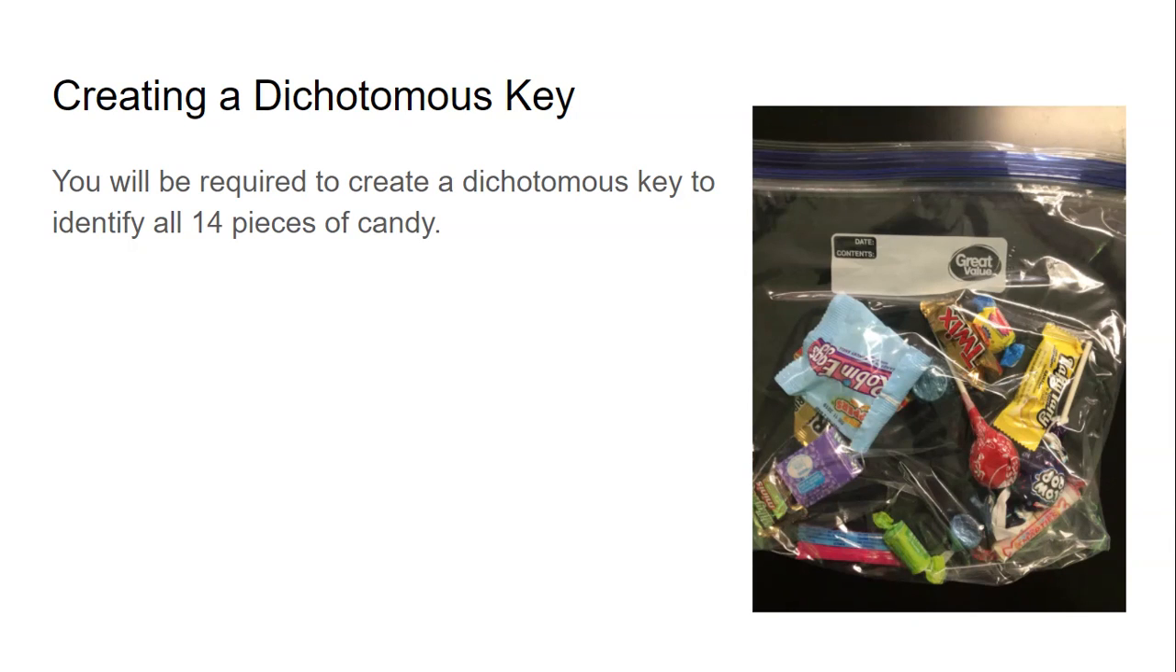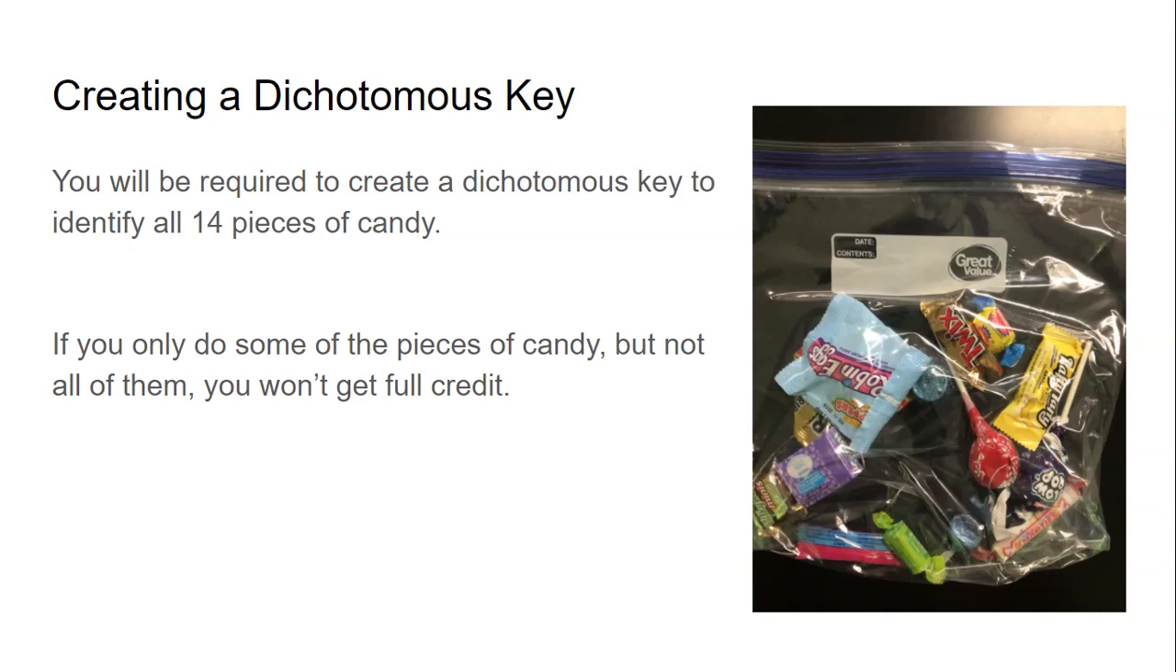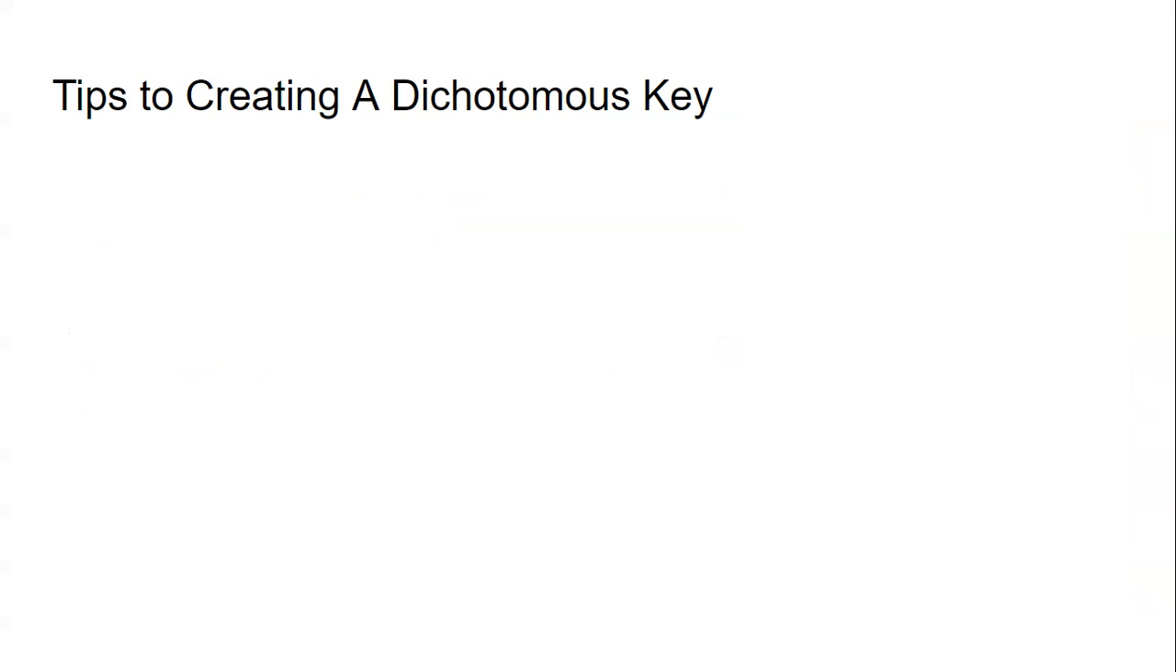So you're going to be required to identify all 14 pieces of candy that are present within your bag. If you only do some of the pieces of candy, but not all of them, you're not going to get full credit. So when I go through these and try and check and go through your dichotomous key, I should be able to find all 14 of the pieces readily.